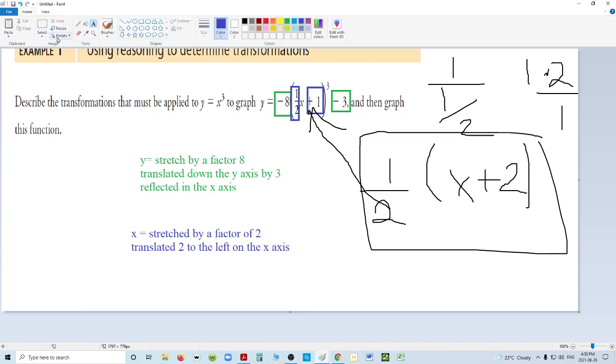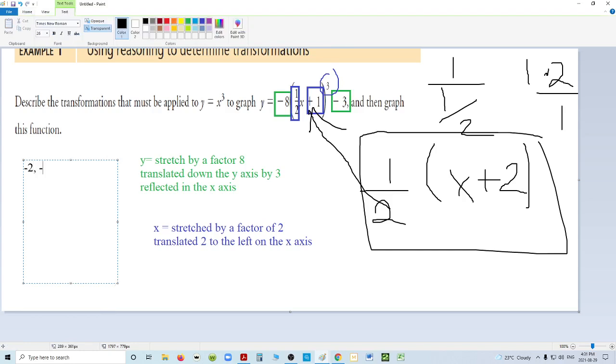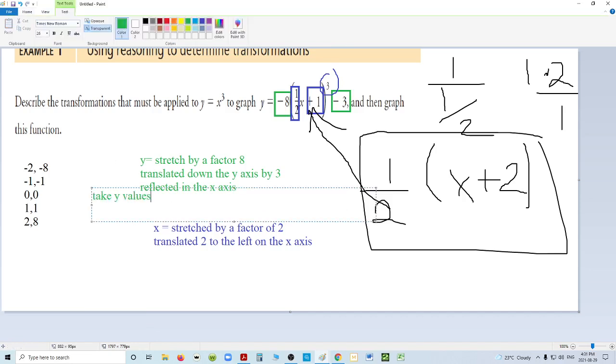Now, if you're going to turn that into an equation, you can tell right away that this is a cubic, and you know some basic values for your cubic. Your 5 basic values are going to be minus 2 comma minus 8. That's all you need to know. Minus 1 comma minus 1. 0 comma 0. 1 comma 1. And 2 comma 8. So if I'm going to now word this into what I should do to my values, you take all your y values first, let's say. Take y values. You're going to multiply them by minus 8.